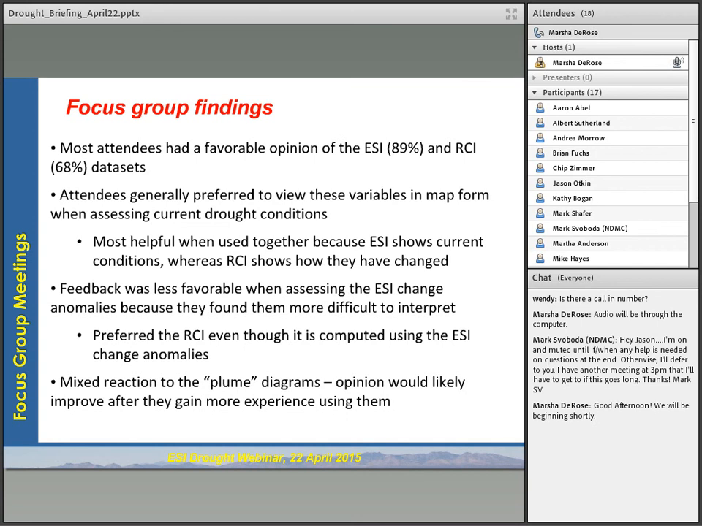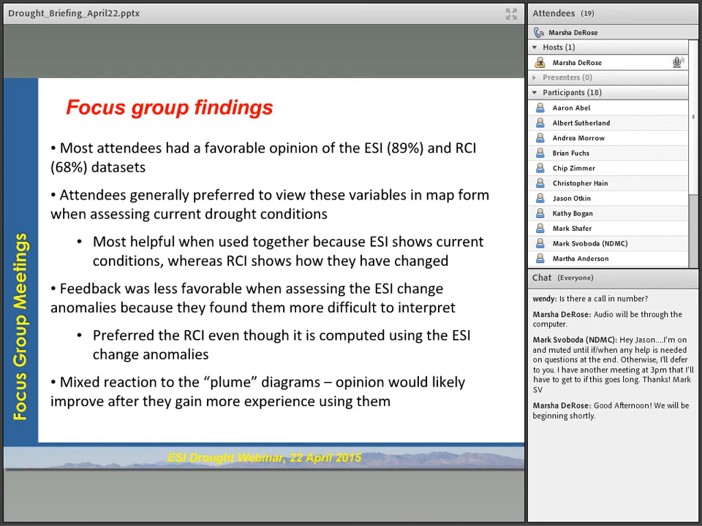Overall, most of the attendees had a favorable opinion of the ESI and RCI variables, with 89 and 68% approval for each of these data sets. The attendees generally preferred to view these data sets in map form over large spatial areas when assessing current drought conditions, and found them to be most useful when used together because the ESI shows the current drought conditions, whereas the RCI shows how conditions have been changing in recent weeks.